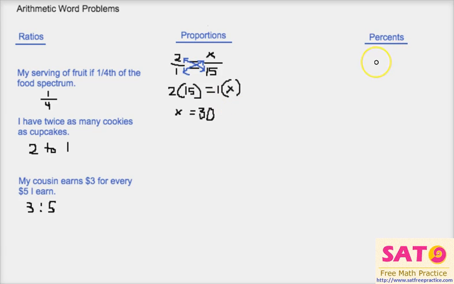The last one is percents. Percents are basically a ratio where the bottom number, the denominator, is out of 100, which is what percent means: out of 100. So let's say you have $100, and you have to give 15 of that to your business or tax. That means you have 85. That's how much money you get.